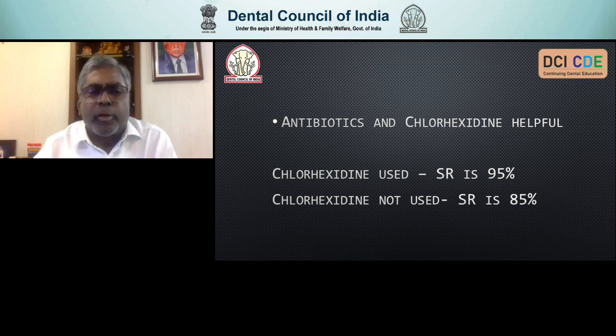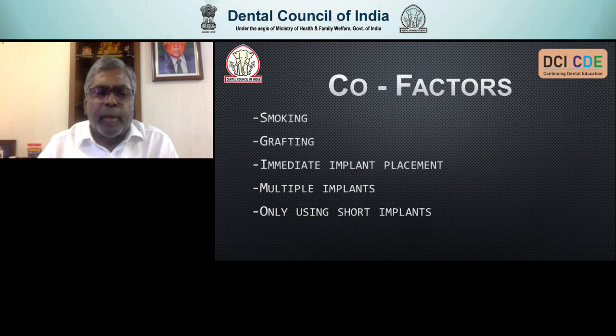So please follow these. However, because you're looking at the patient as a whole, be careful about cofactors such as smoking, whether the patient is going to have simultaneous grafting, whether you're using multiple implants, and if you're using only short implants. These are cofactors which can influence the success or failure in diabetic patients.